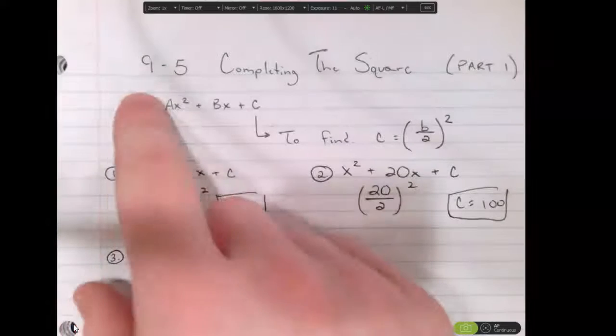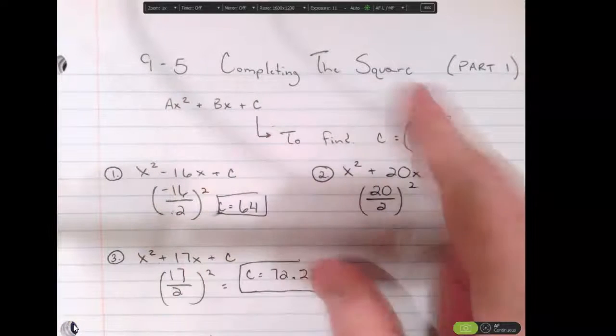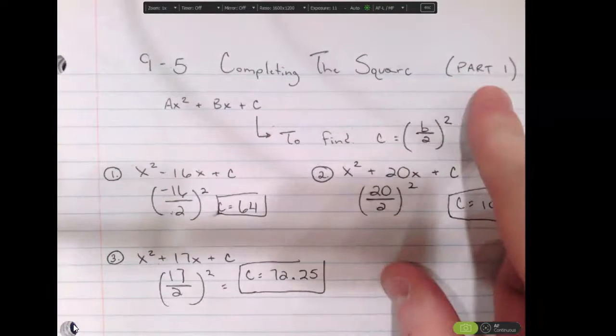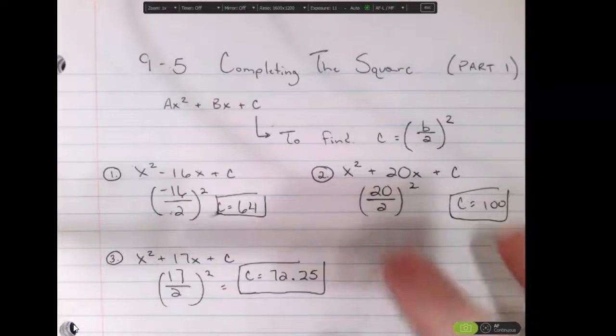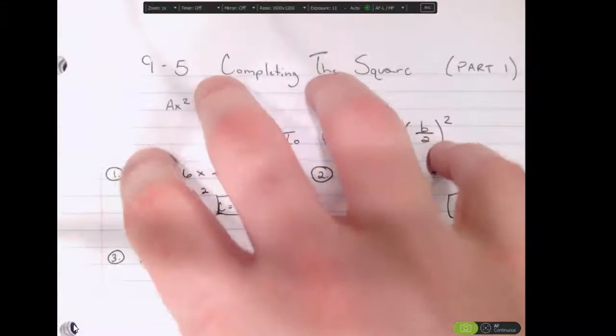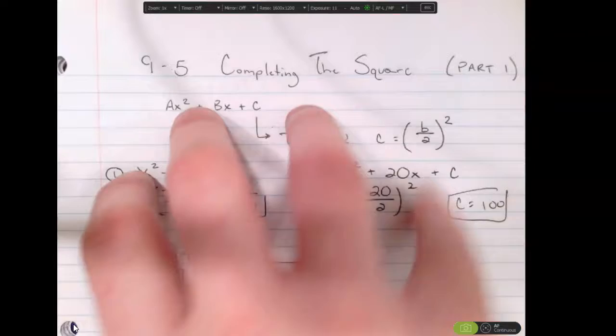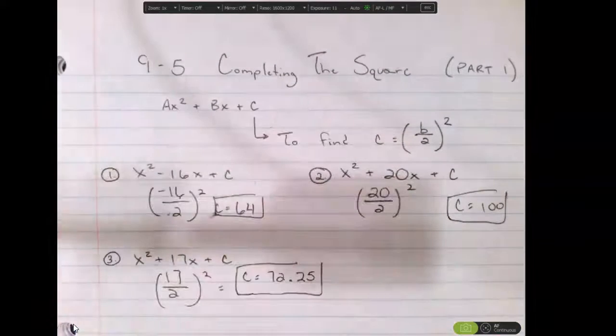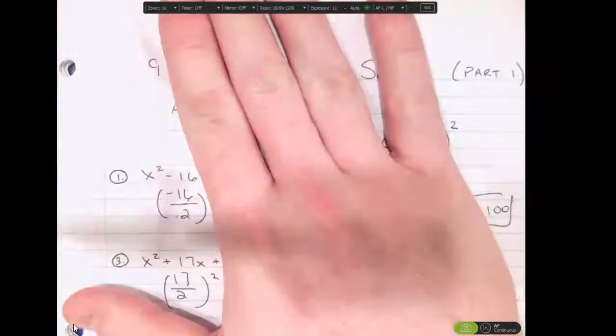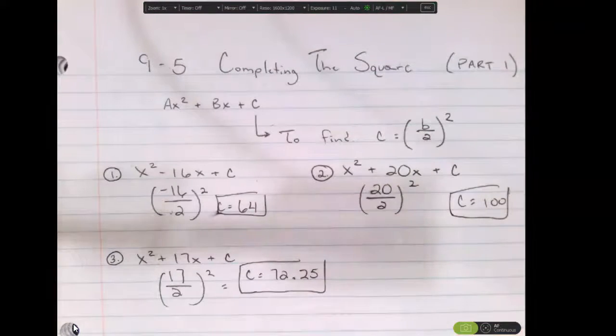So chapter 9, lesson 5, completing the square, part 1. There's going to be a second part, another video over this week. This is a very dense lesson, one that you're going to use whenever you get to high school. So I want to make sure that we know what we're doing. I want to break it down and go step by step with it. So let's get through the first half of this lesson right now.